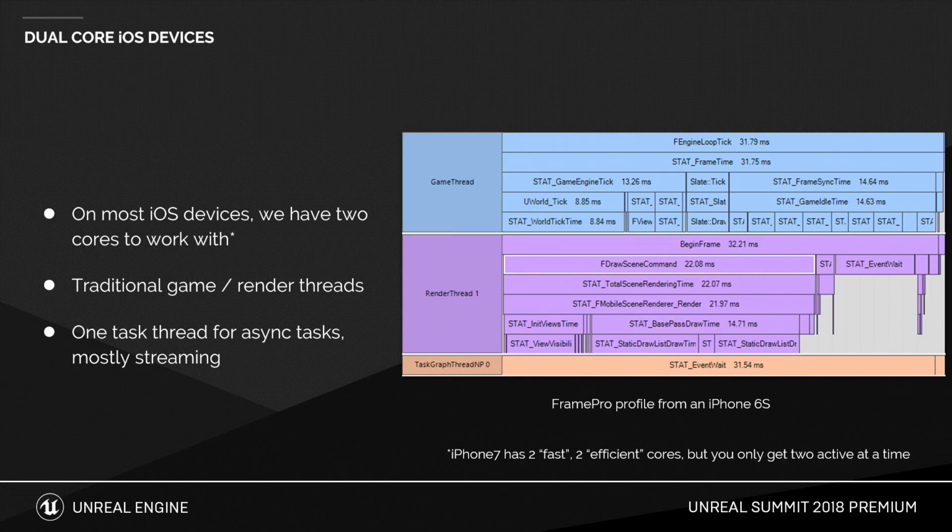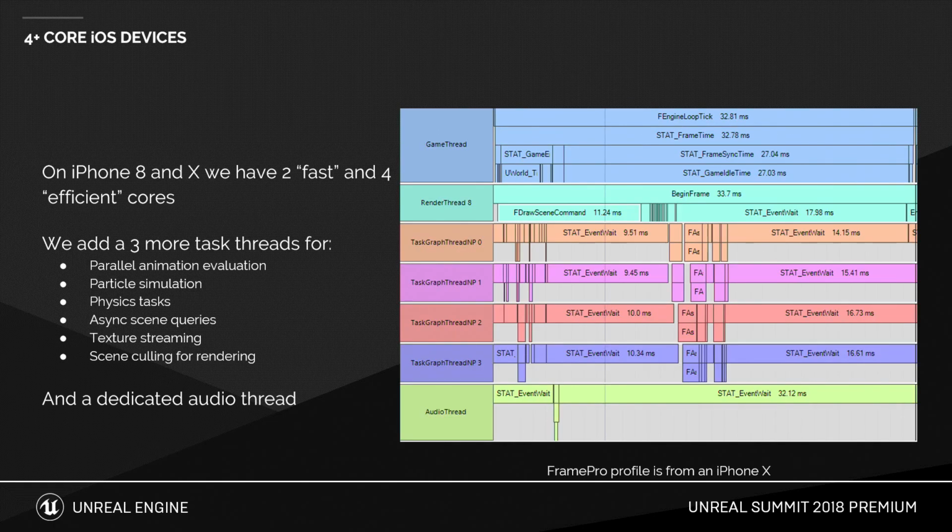So we've just divided up into the standard game and render threads. And we have one extra thread sitting there waiting for async tasks such as streaming. But on iPhone 8, iPhone 10 and newer phones we have, as well as the 2 high power cores, another 4 low power efficient cores.